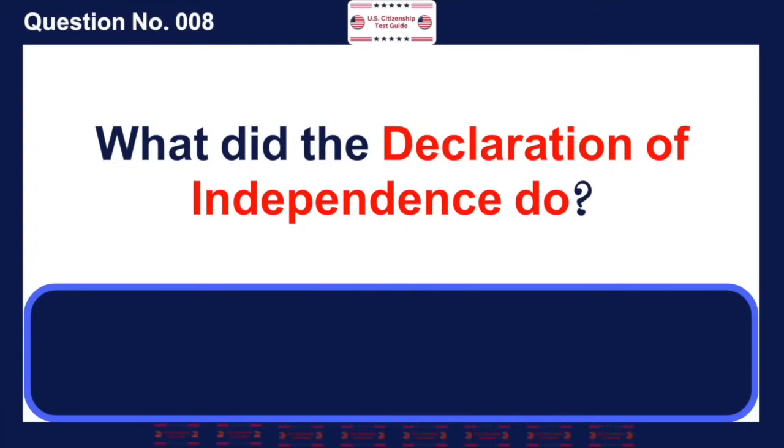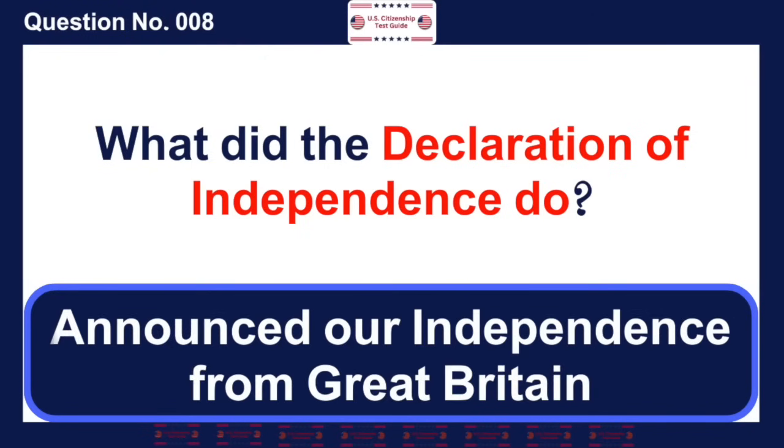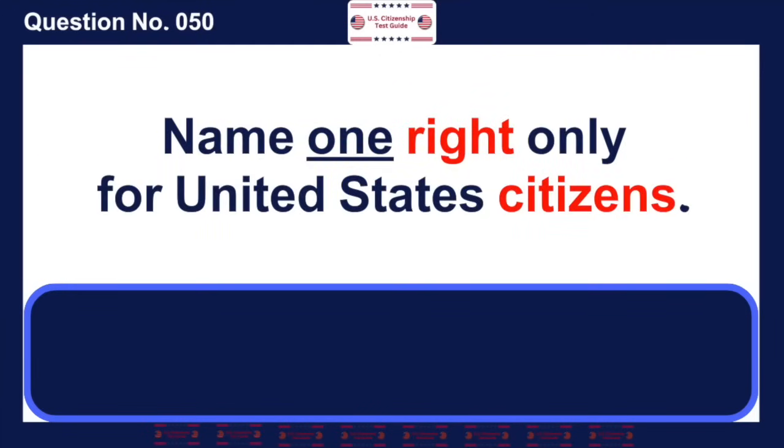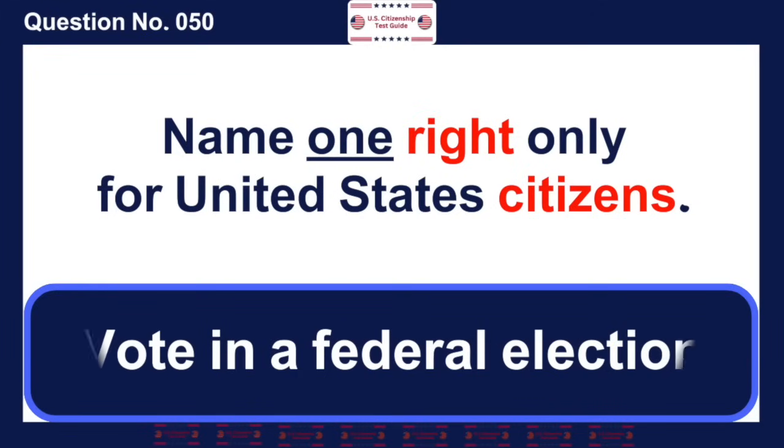What did the Declaration of Independence do? Announced our independence from Great Britain. When was the Constitution written? 1787. Name one right only for United States citizens. Vote in a federal election.